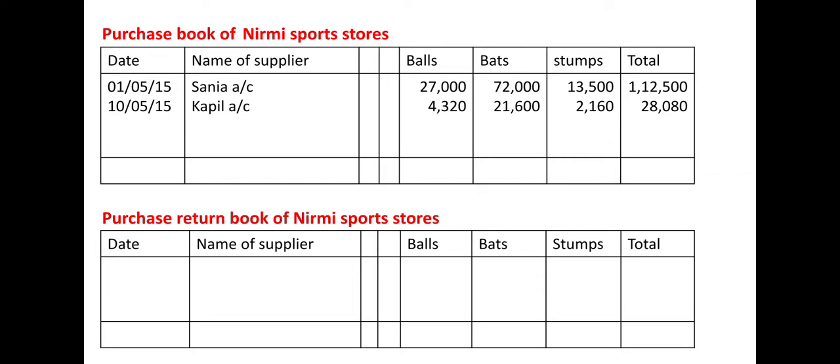Just read the question, student. We are returning balls to Sania. How many balls we are returning to Sania? 10 numbers of balls. Bats 5 and stumps 3 pairs. So 10 balls, 5 bats and 3 pairs of stump we are returning to Sania. But student, now there is a problem. The rates are not given. Clear? The quantity is given, but rates are not given. So from where we should find the rate? Yes, we have to refer the transaction dated 1st May.